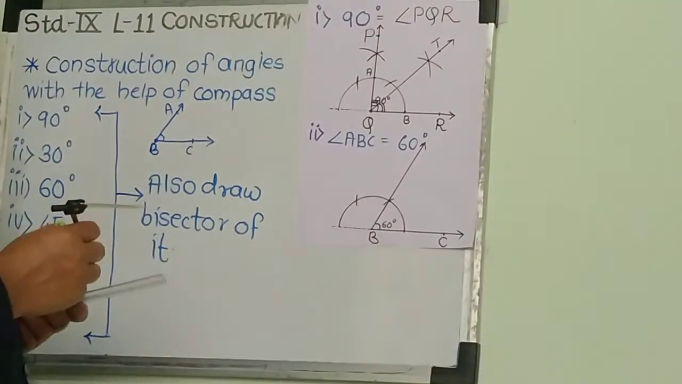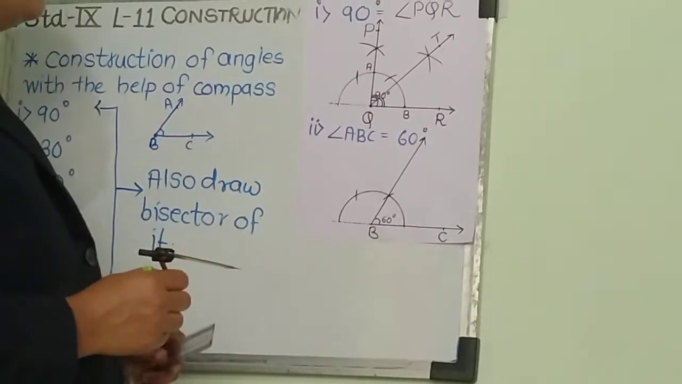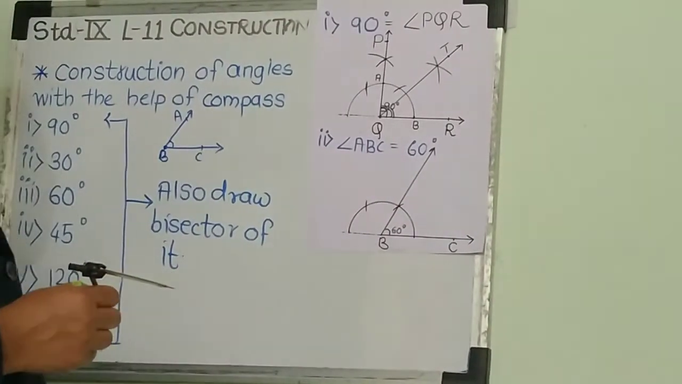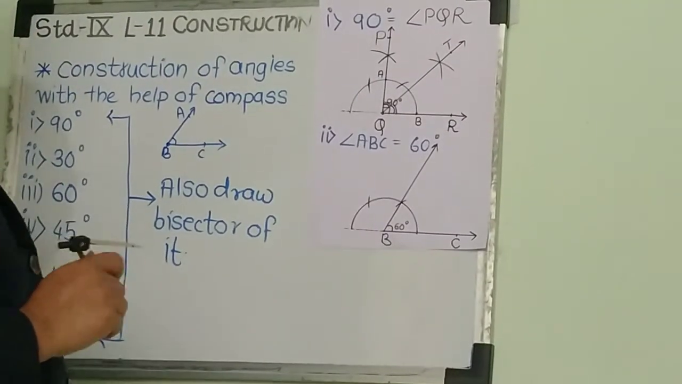For justification, you can measure the angle by using a protractor. You will get the same, it is 60 degrees. Now what I will do, I am again explaining to you.